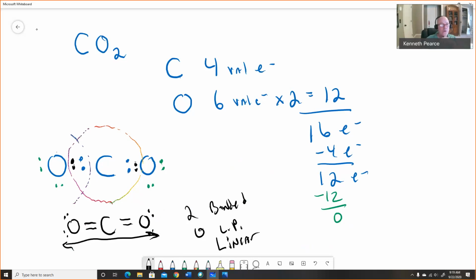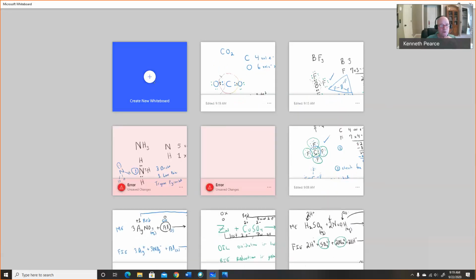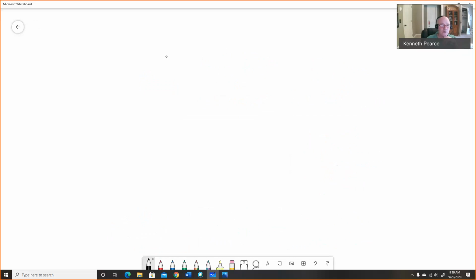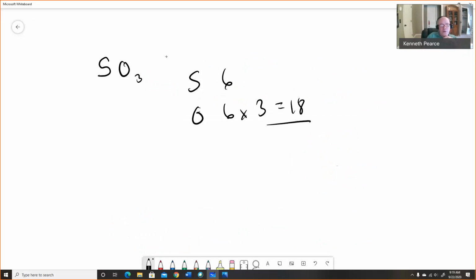Okay, and we can do this all day long with different molecules, and I'll give you another example here. Let's say we had SO3. Well, sulfur would be 6, and the oxygen would be 6, times 3, that's 18, and we have 24. And so we will go sulfur, oxygen, oxygen, oxygen, make those bonds. 2 electrons each, 24 minus 6 leaves 18.